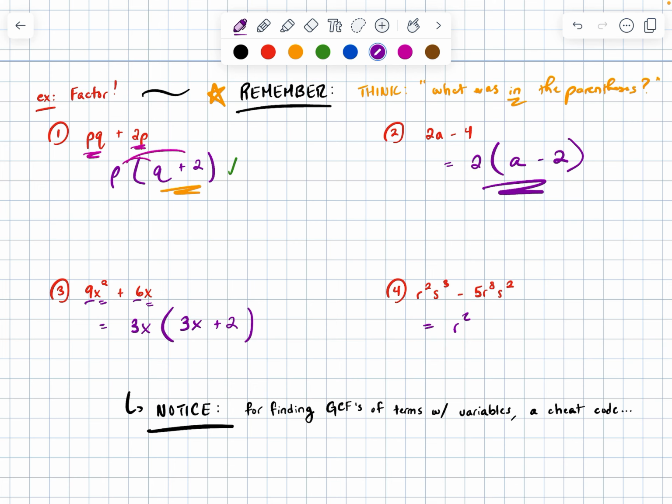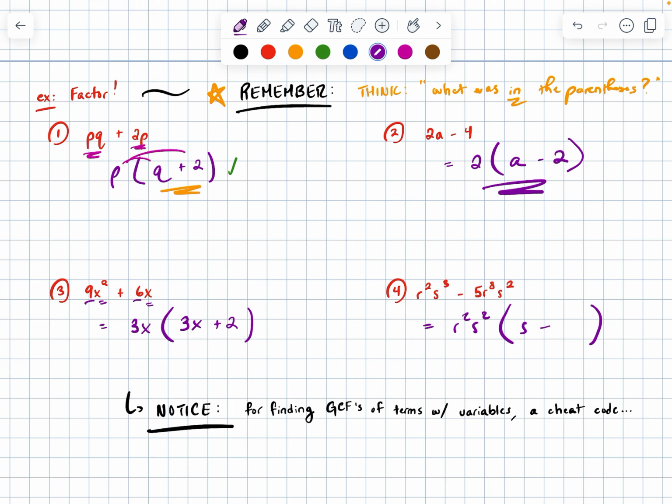Between s to the 3rd and s squared, both of those have at least 2 copies of s. So my GCF here should be r squared s squared. Now, I just need to think, what would I distribute this to so I get back to r squared s cubed minus 5r to the 8th s squared? So to get from r squared to r squared, I don't need to add any more r's in. But to get from s squared to s cubed, how many s's do I need? Well, I've got one more s that I need to add to my s squared.